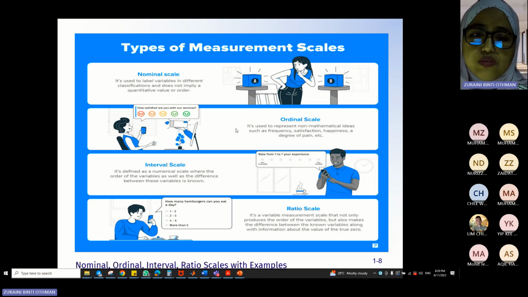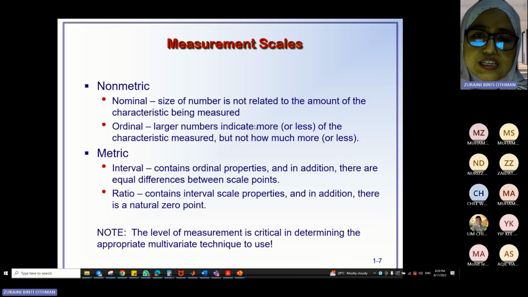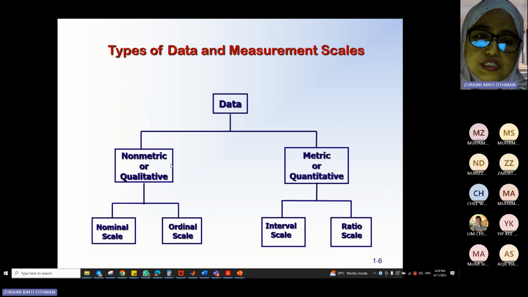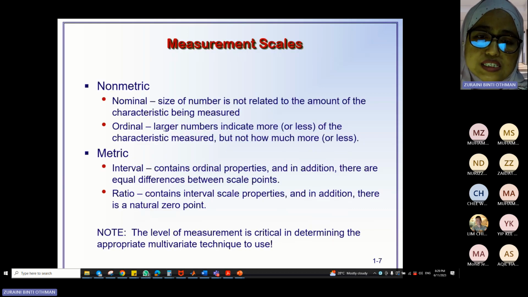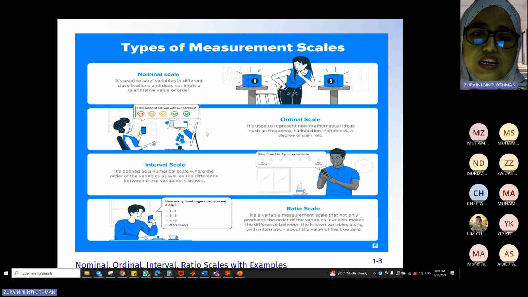Okay, then we have also ordinal scale in the non-metric data. Non-metric, which is what just now? Qualitative. Ordinal. Ordinal is larger number indicate more or less of the characteristic measure. Is like this ordinal scale. Represent non-mathematical ideas such as frequency, satisfaction, happiness, a degree of pain. Macam ni lah. Contohnya kalau yang ni is we satisfied or not with the services.